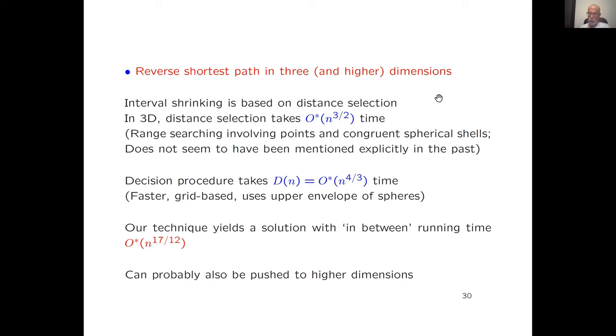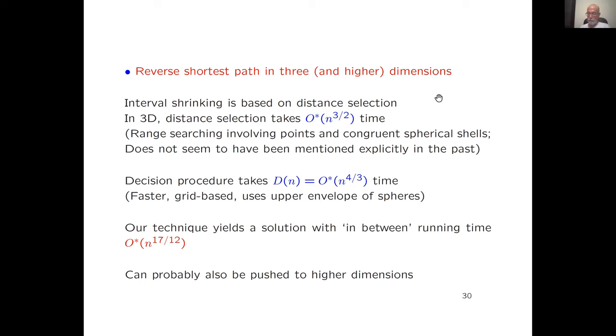And the distance selection itself is not n to the 4/3 anymore, because now you have 3 degrees of freedom to represent the point. So it takes n to the 3/2 time. But again, the technique interpolates between the two bounds and you get n to the 17/12, which is better than n to the 3/2.